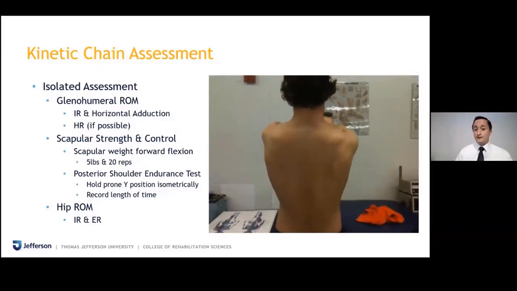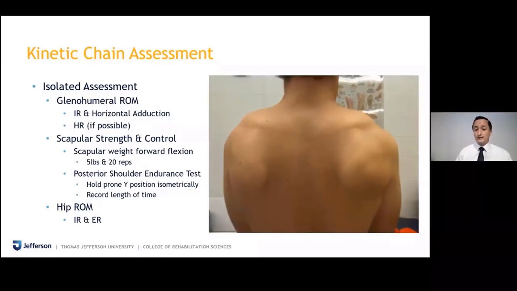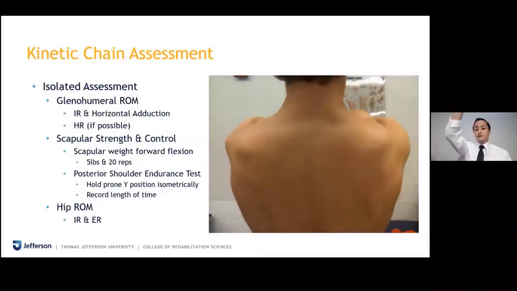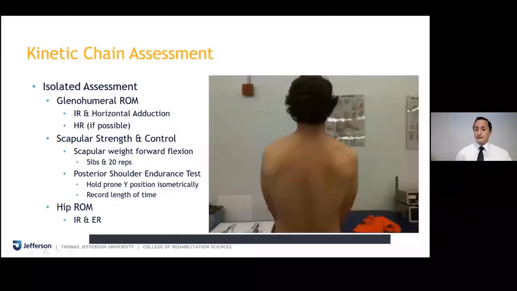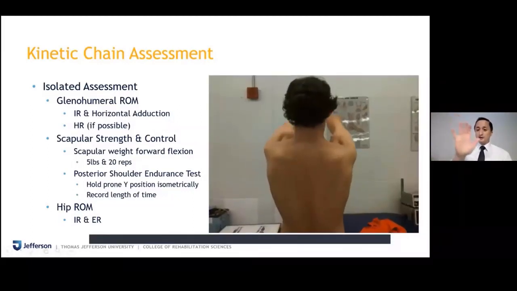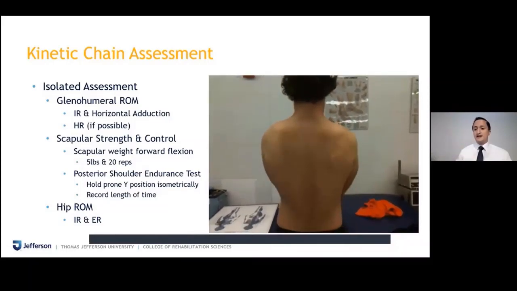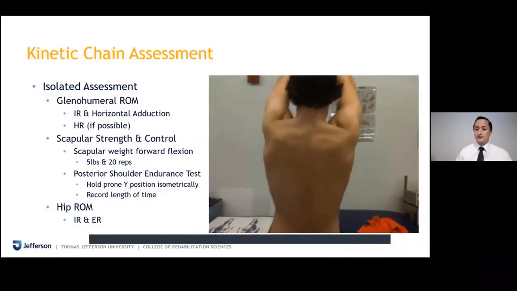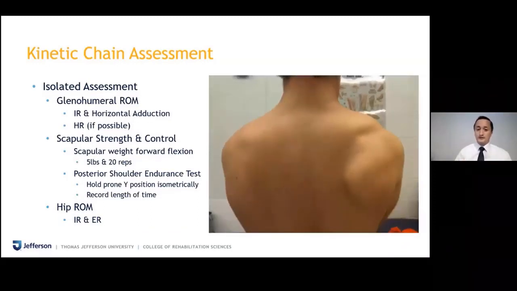So what I like to do is just a forward flexion with weights. They're just going to move through about 20 reps with 5 pounds, and you're going to look at their scapulas. If they're juddering, if they're kicking out at the end like this individual is, that's a sign that their muscles aren't quite as strong as they need to be for a pitcher. So you could focus on that.